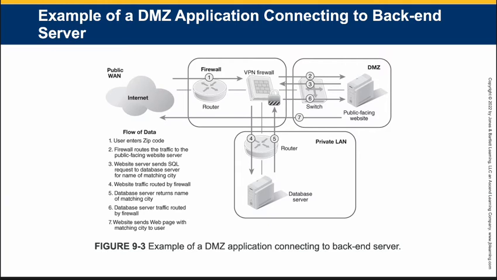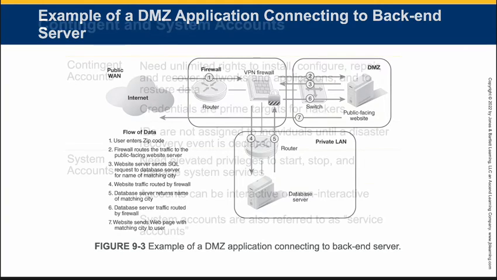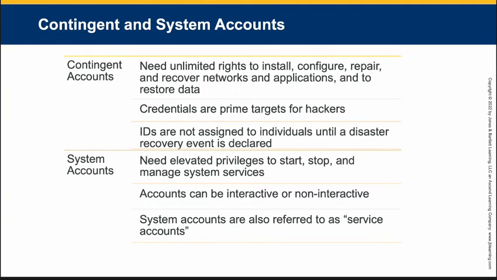In terms of accounts, we have 2 types, contingent and system. This is the contingent account, usually with unlimited rights: install, configure, repair, recover, remove. These are basically prime targets for hackers, and are not assigned to individuals unless a disaster recovery event is declared. Next we have the system account: start, stop, manage system services, interactive or non-interactive, also called a service account.